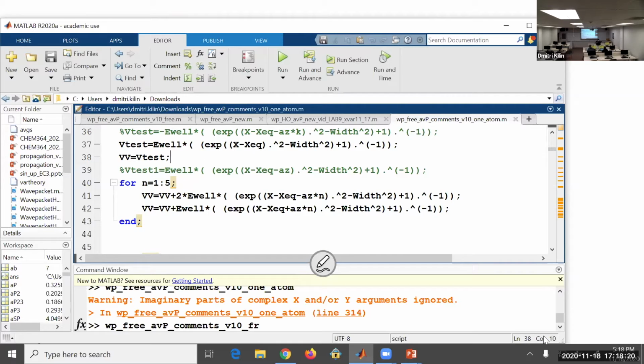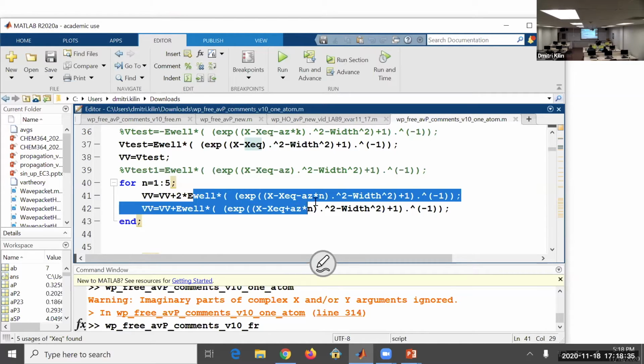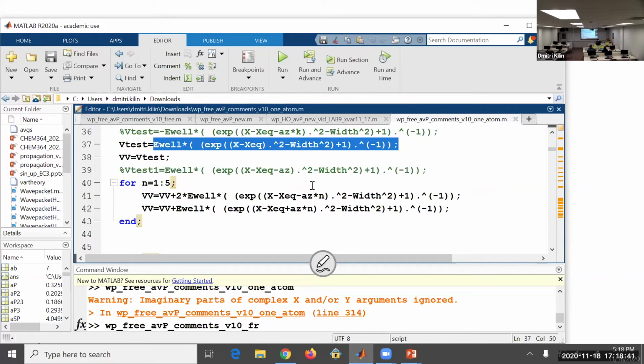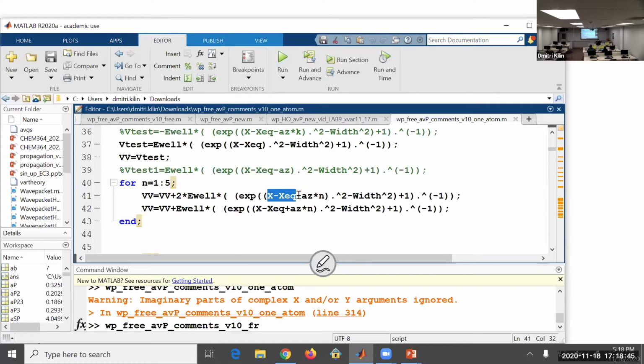So instead of line 37, I'm going to focus on lines 40 to 47. You see there is a phrase, an equation that looks identical to what we had before. But here, in addition to x minus x equilibrium, we put this minus AC times n.